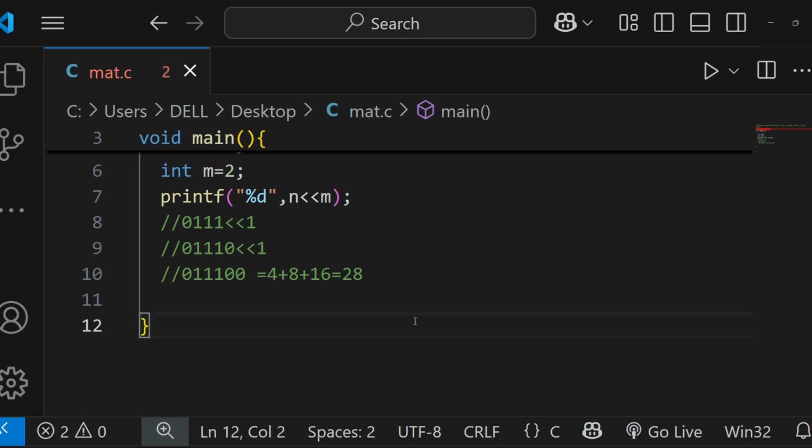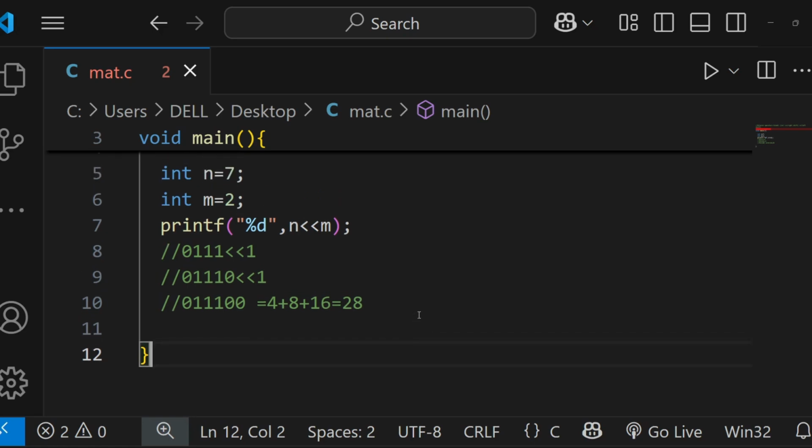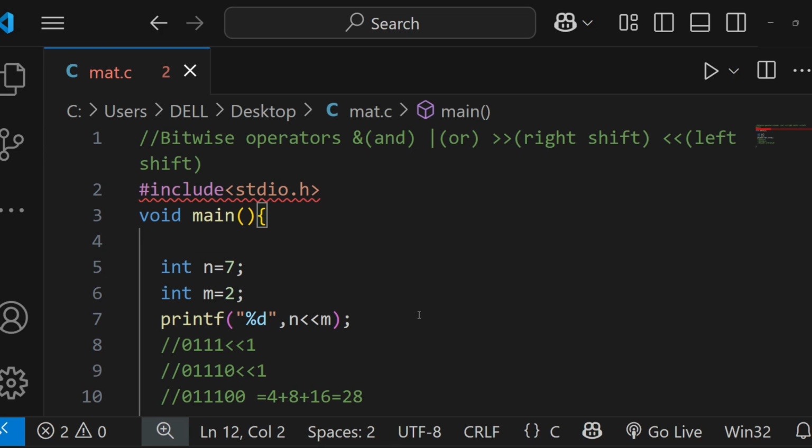So I think that's it for today. You are now clear with the AND, OR, right shift and left shift operators.